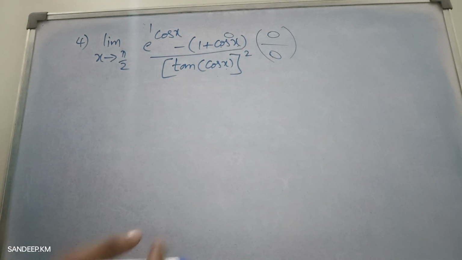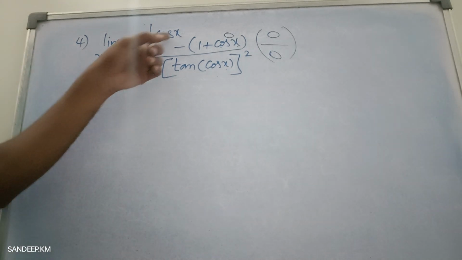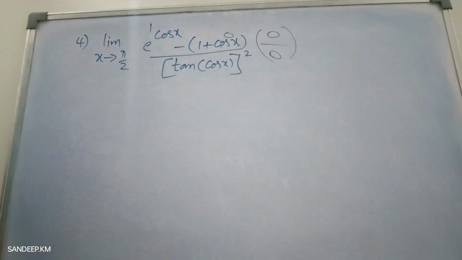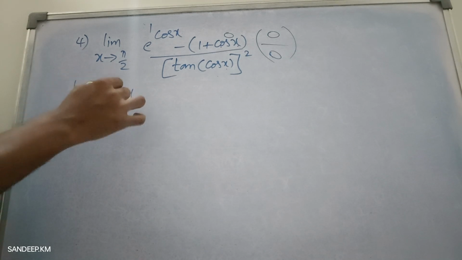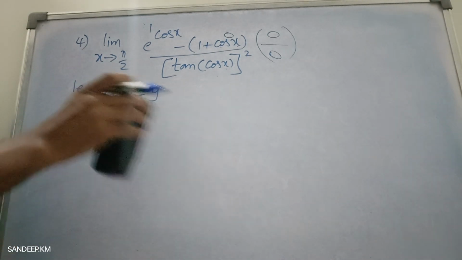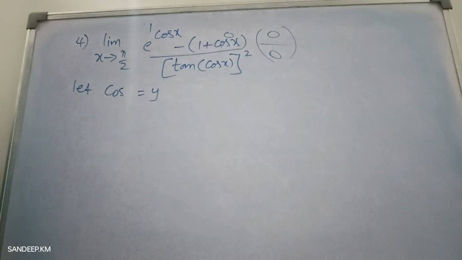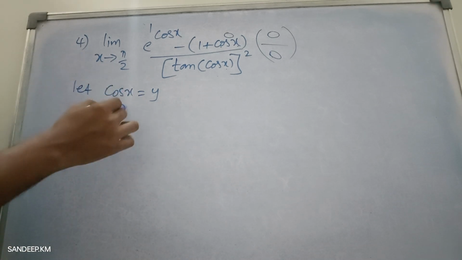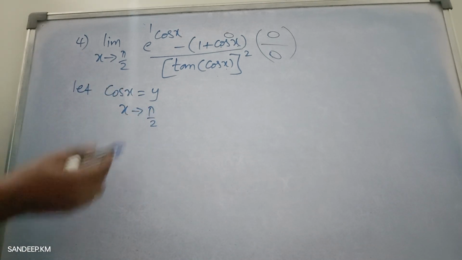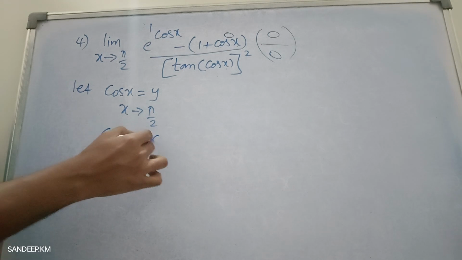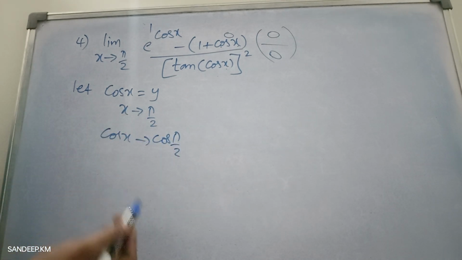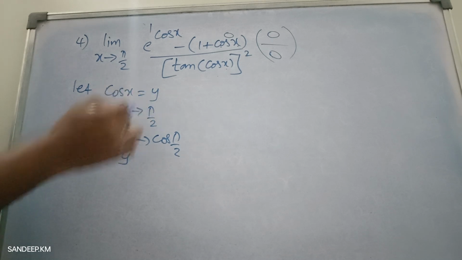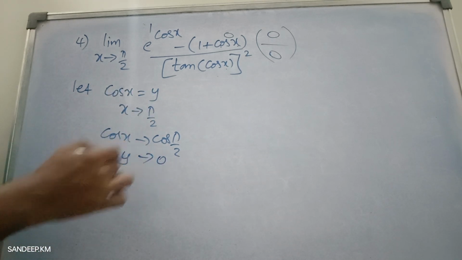Okay, now dear students, as I told you, there is cos x everywhere. Now we will do something with cos x. Let cos x be equal to y. Now dear students, as x is approaching pi by 2, cos x is approaching cos pi by 2. So what is cos x here? y, approaching cos pi by 2, which is 0.